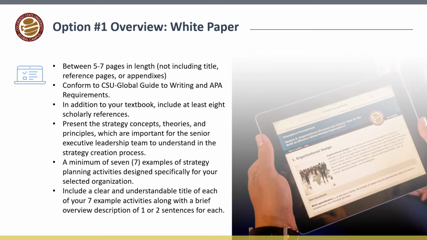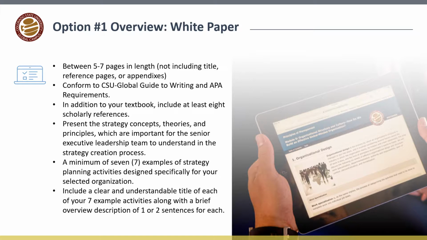The paper should be between 5 to 7 pages long, not including the title, reference pages, or appendices. It should conform to the CSU Global Guide to Writing and APA requirements, again, for your in-text citations, running head, page numbers, title page, and reference formats. And you need to include at least 8 scholarly references in addition to your textbook. You can find these in the weekly lectures throughout the class.